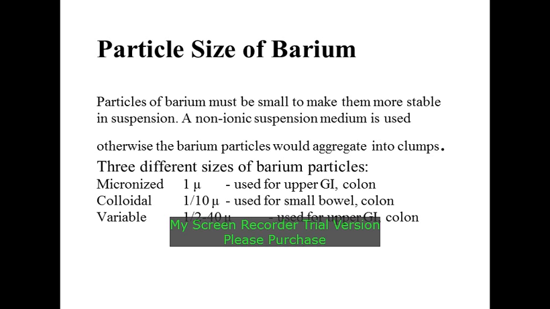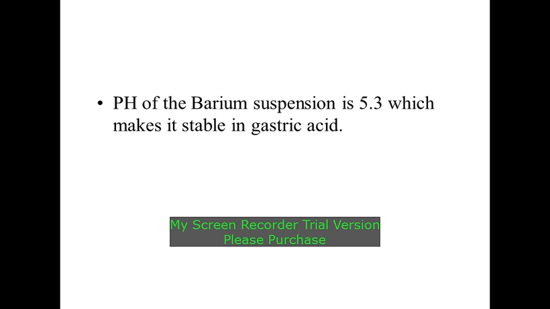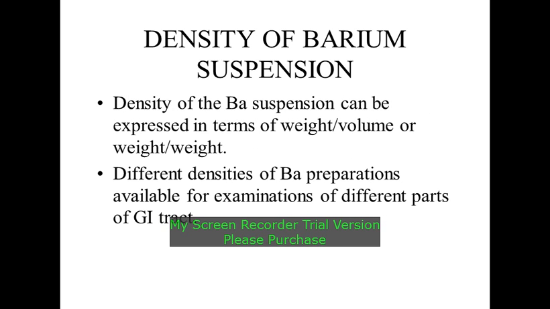Three different sizes of barium particles. Micron, used for upper GI and colon. Colloidal, 1 to 10 micron, used for small bowel and colon. Variable, 2 to 40 micron, used for upper GI and colon. The pH of the barium suspension is 5.3, which makes it stable in gastric acid.